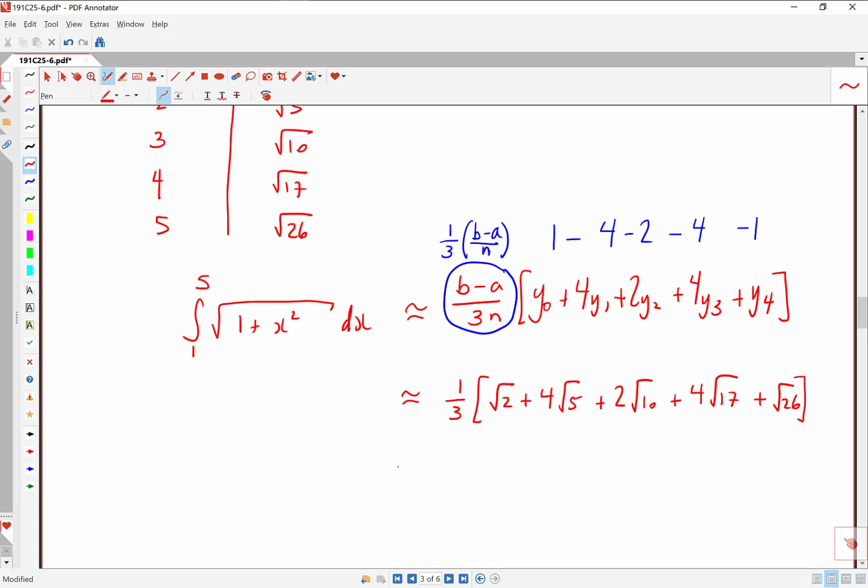So let's type this into our calculator. We want to get our answer to 2 decimal places, and you can check that it comes out to about 12.76. So that's our first example of using Simpson's rule to approximate the value of an integral.